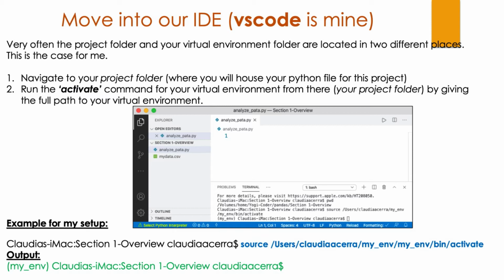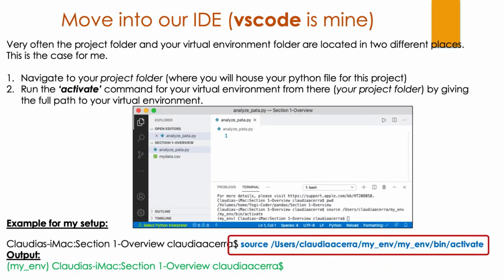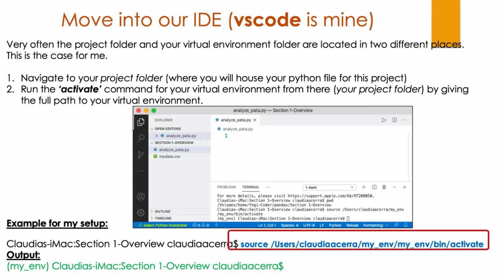Okay, from my project folder I activate the virtual environment by giving the full path to it. You see down at the bottom the example of mine, which will be different than your path. But for me, from that project directory, I do source space /users/ my first and last name, /my_env for the folder, /my_env for the virtual environment name, /bin/activate, and you're good to go.